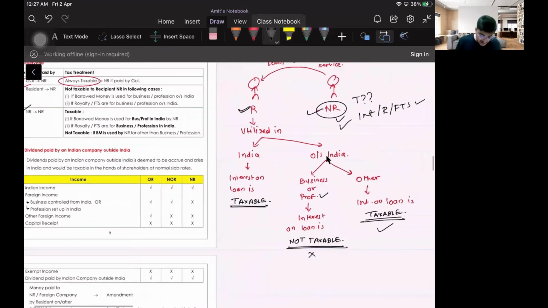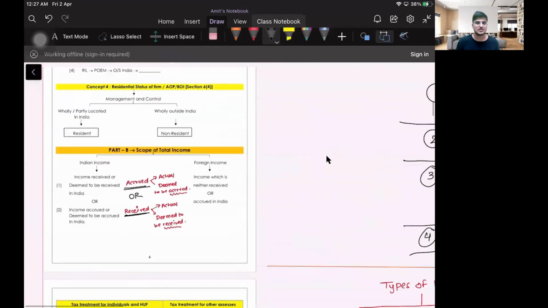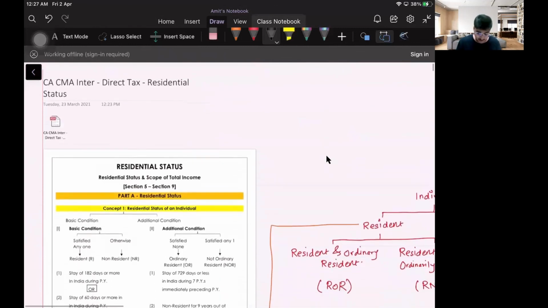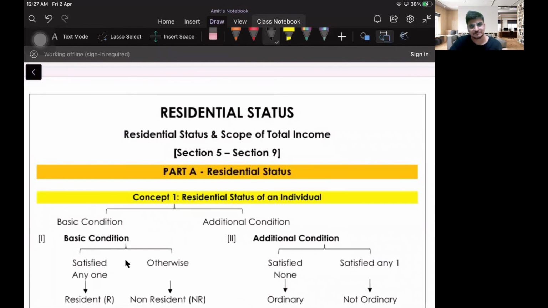And this is how we have completed the revision of our entire chapter, that is chapter number 2, residential status and scope of total income. I hope you have understood each and everything which we discussed.